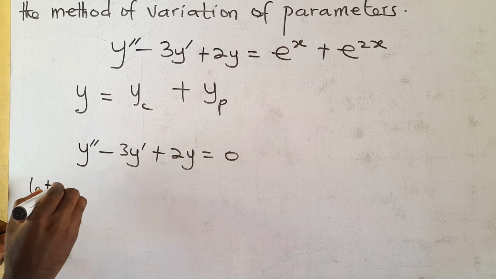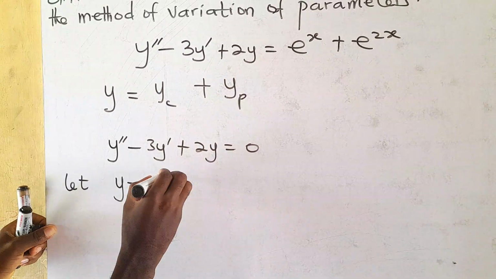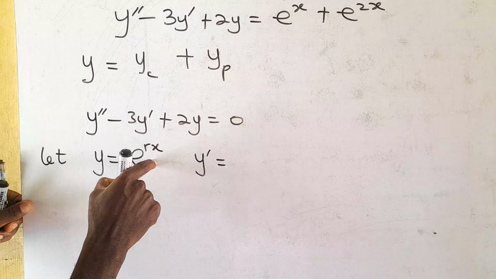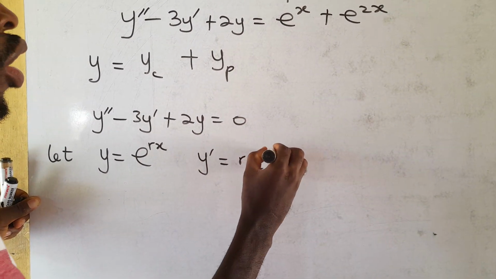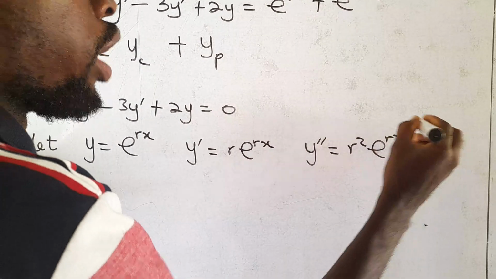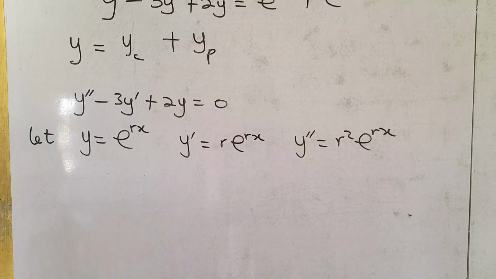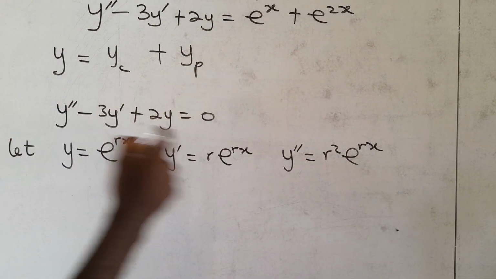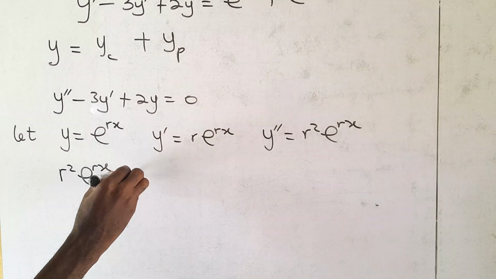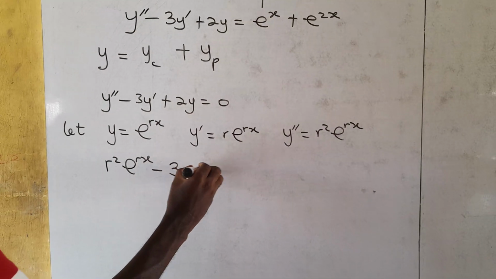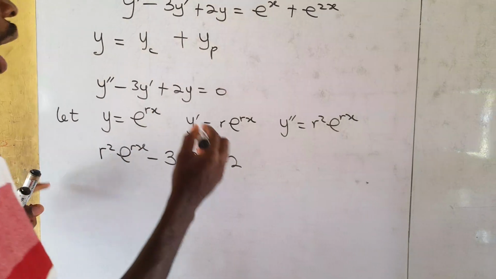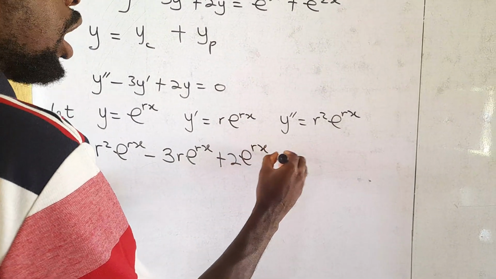Now we let y be equal to e^(rx). Then our y' will be the derivative of this, that will be r e^(rx). And our y'' will be equal to r^2 e^(rx). After that, we substitute that into the differential equation. So in place of y'', we substitute r^2 e^(rx), minus 3y', which is r e^(rx), plus 2 times our y, which is e^(rx), and that will be equal to 0.